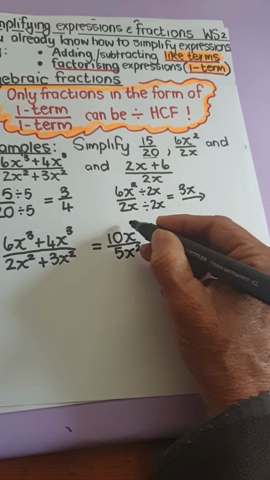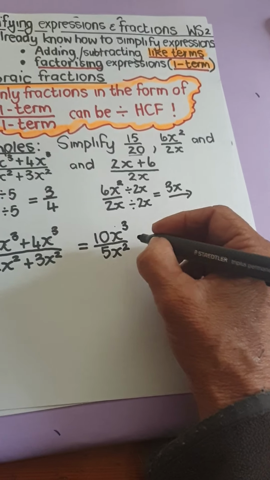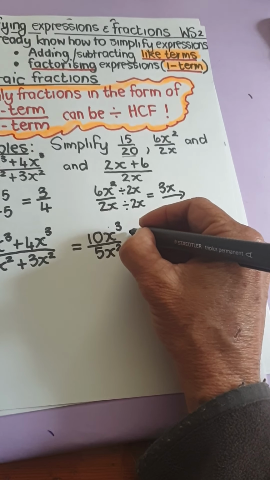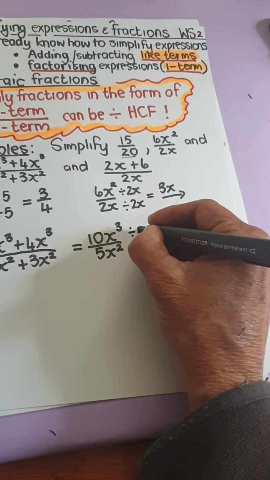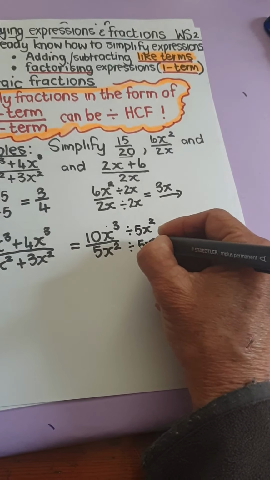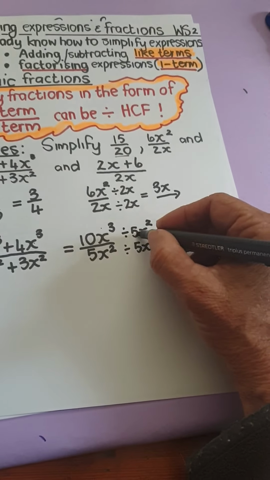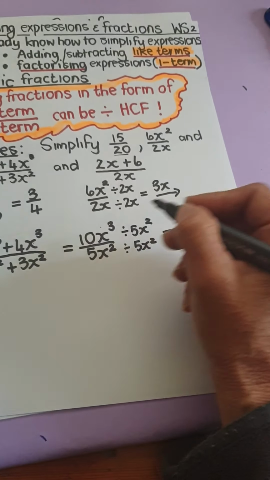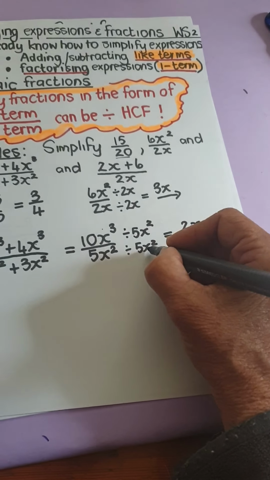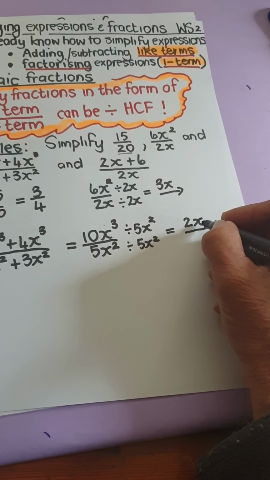And now I've got one term over one term in the numerator and denominator, which means I can divide now with the highest common factor, and in this case it will be 5x squared. So I can divide both the numerator and the denominator with 5x squared, and I'm going to get the simplified fraction. 10 divided by 5 is 2. X cubed divided by x squared will just be x. 5x squared divided by 5x squared is 1. So my simplified fraction is 2x.